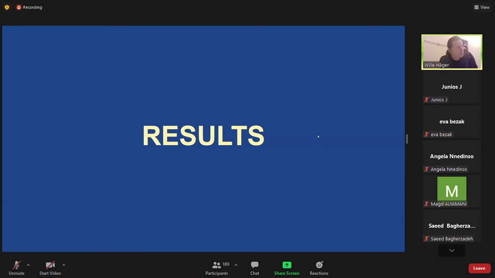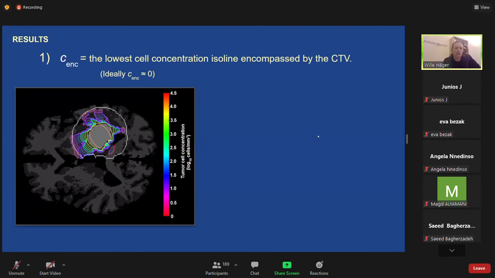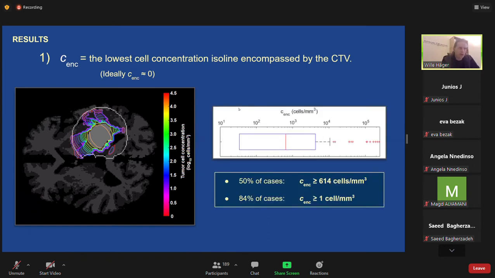So, looking at C-encompassed, how did the CTVs perform in this case? Well, here's the full distribution. In 50% of the cases, C-encompassed was greater than or equal to 614 cells per cubic millimeter. This means that these cases are going to miss regions of these cell concentrations or less. And in 84% of cases, we had C-encompassed greater than 1 cell per cubic millimeter. Whether this is acceptable or not, of course, has to be decided on a case-by-case basis, and it can depend on many different factors.